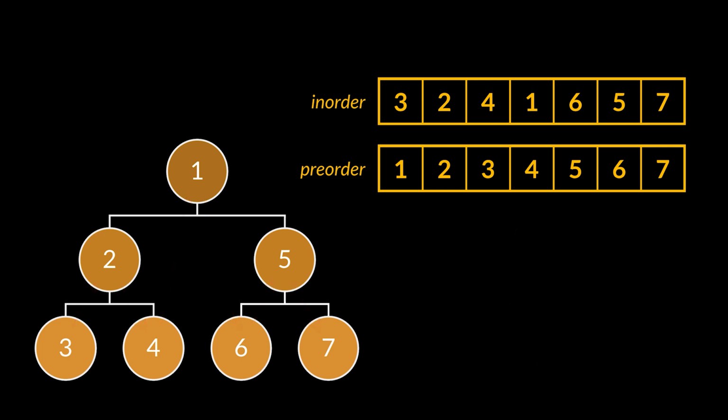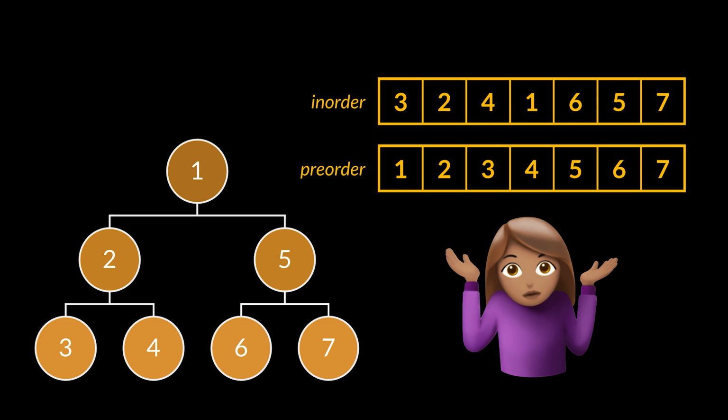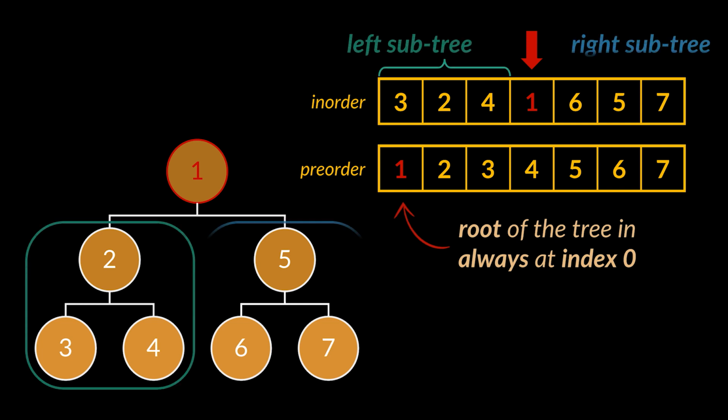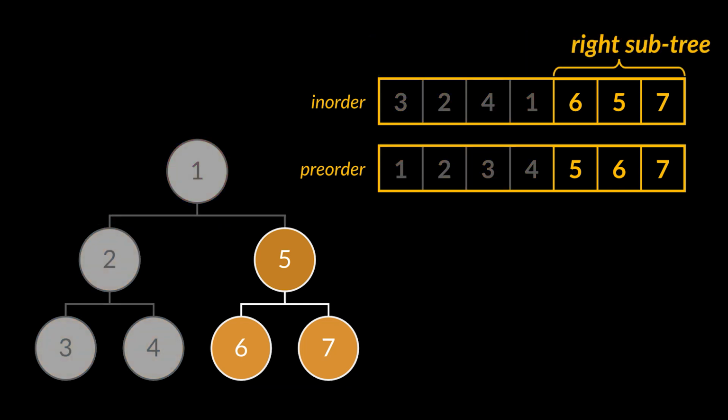Okay, now that we have these two arrays, how can we, by making use of them, go back to the tree we had? Well, the main observation we can make here is that in the pre-order array, the root is located at index 0. And if we manage to locate this root value in the in-order array, then all the elements to its left will represent the left subtree, and all the elements to its right will represent the right subtree. Additionally, notice that this same logic can be repeated on all the nodes of the tree.